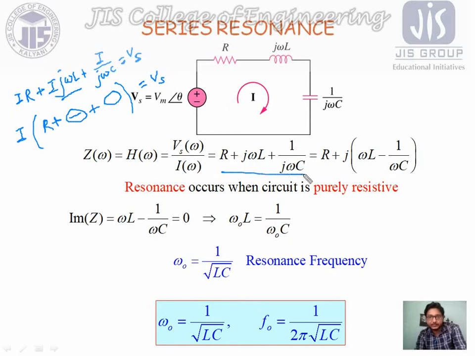Okay, so again, if we take j common, we can write R plus j into omega L minus 1 by omega C. Nothing but we are multiplying with j over here and j over here, that will be j square. So it will be minus j by omega C, that we have seen earlier. So this is the overall equation.